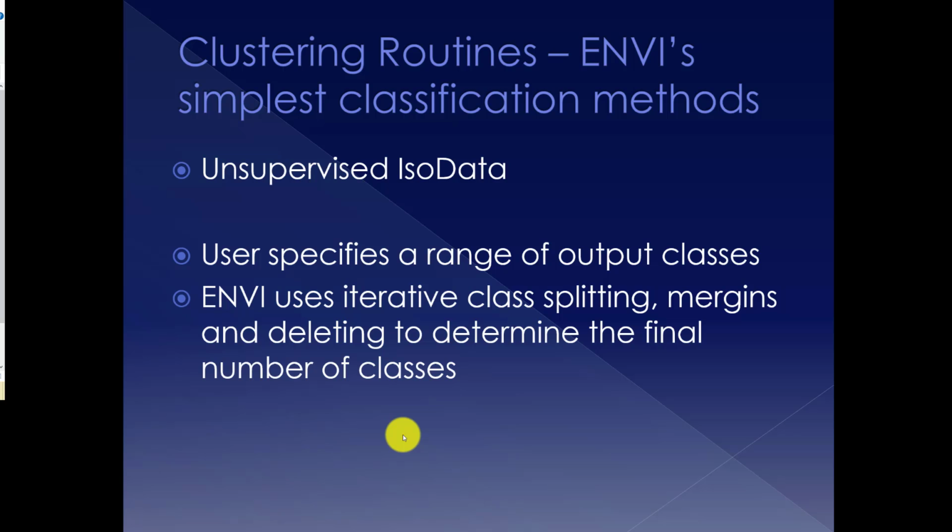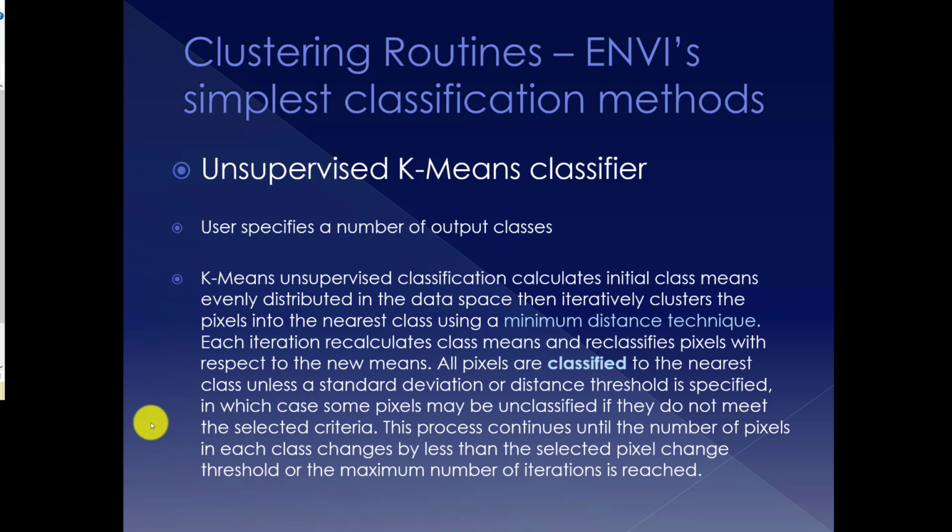Now, if you're looking at suitable habitat for a population of endangered wolves, you're probably not going to just use 2 classes. You're going to use multiple classes in order to distinguish where that suitable habitat is located. All right, Envy uses iterative class splitting, which we looked at. It merges and deletes pixels to determine the final number of classes.